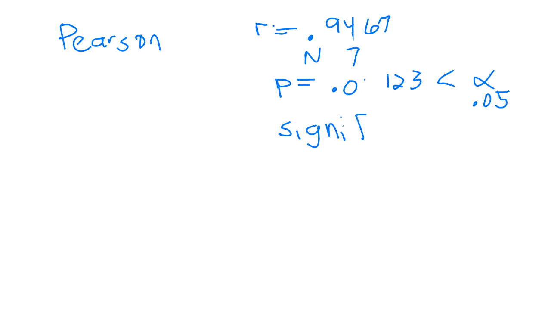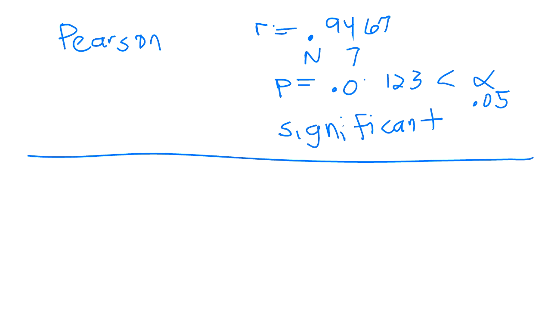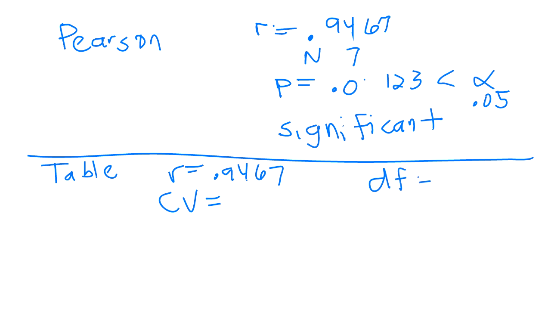And it looks linear, so we can use the line to predict. If we use the table, again, you don't use both, but you can use one or the other. R, again, was 0.946. Our critical value in the table when we looked up the degrees of freedom was 7 minus 2, which was 5. So our critical value was 0.754. Let's draw a little number line.